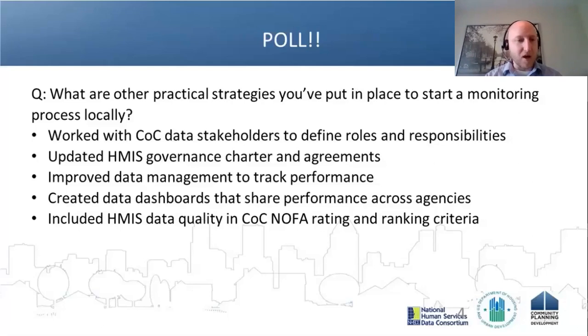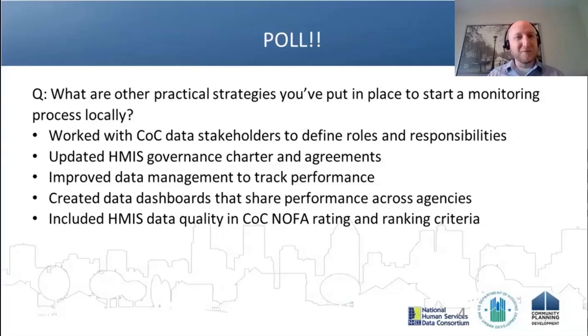And the second most common response was including HMIS data quality in your NOFA rating and ranking. I am probably pleasantly surprised to see that as the second most common result. That's a really great way to attach funding and resource allocation to data quality, data entry, and the importance of HMIS within your overall homeless crisis response system. Very cool. Thank you, everybody, for your responses.